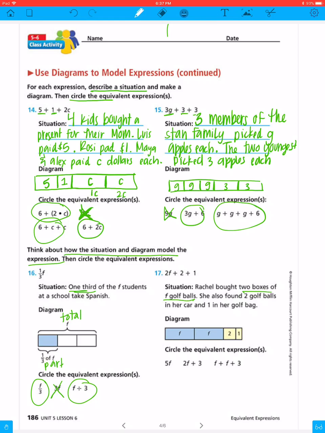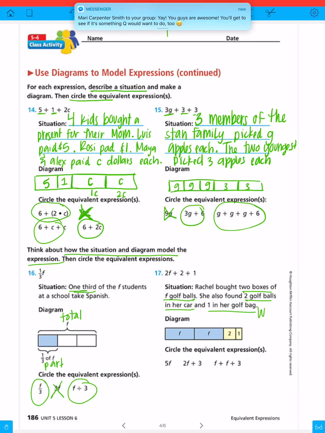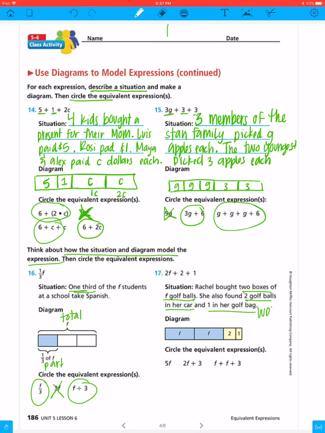And 2F plus 2 plus 1. So Rachel bought 2 boxes of F golf balls. She also found 2 golf balls in her car and 1 in her golf bag. Like, wow, Rachel, get it together. You really need to keep track of those golf balls. So to write an equivalent expression, I know I can combine the 2 and the 1. And I can also split the F into F plus F because it is 2F. But 2 plus 1 is equal to 3.